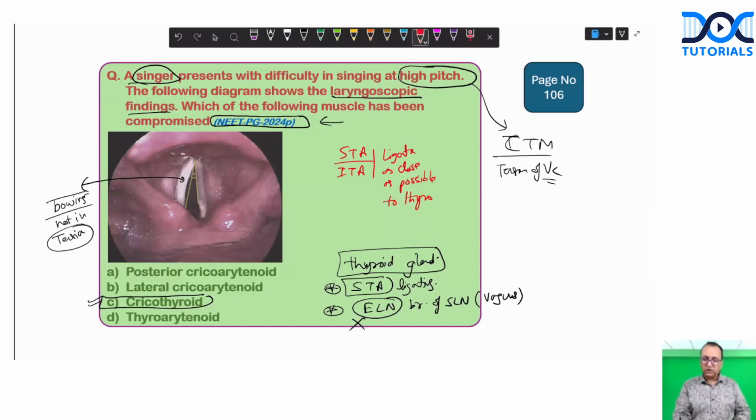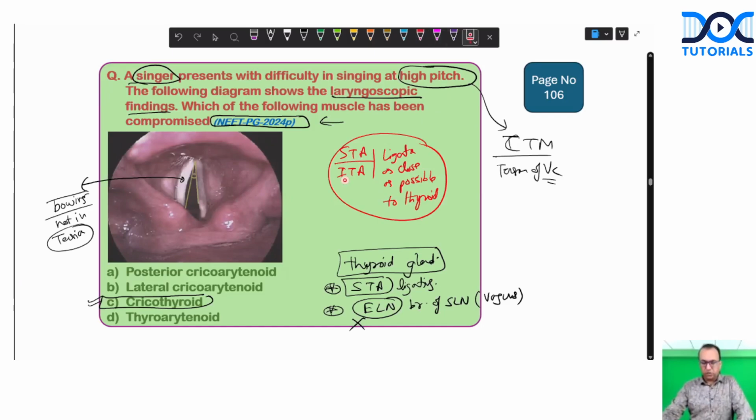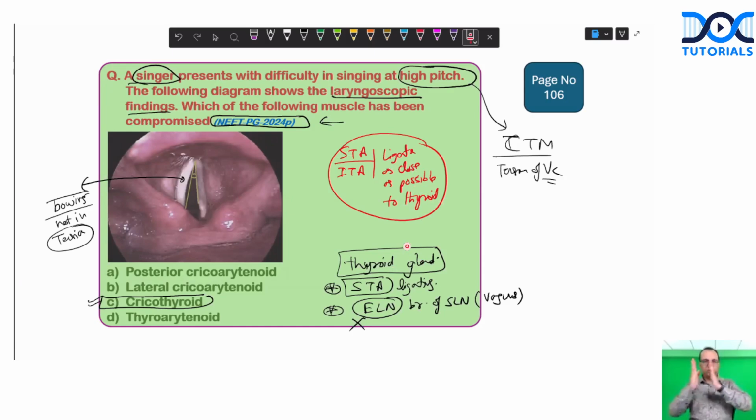That is the rule. So the rule is that whenever you are removing the thyroid gland, whether you ligate the superior thyroid artery or the inferior thyroid artery, because you have to ligate and cut them, that is how you will remove the thyroid gland. Always ligate them as close as possible to the thyroid gland. Why? What will happen when I ligate it close to the thyroid gland? See, these two things are running together. The superior thyroid artery and the external laryngeal nerve, they run together.